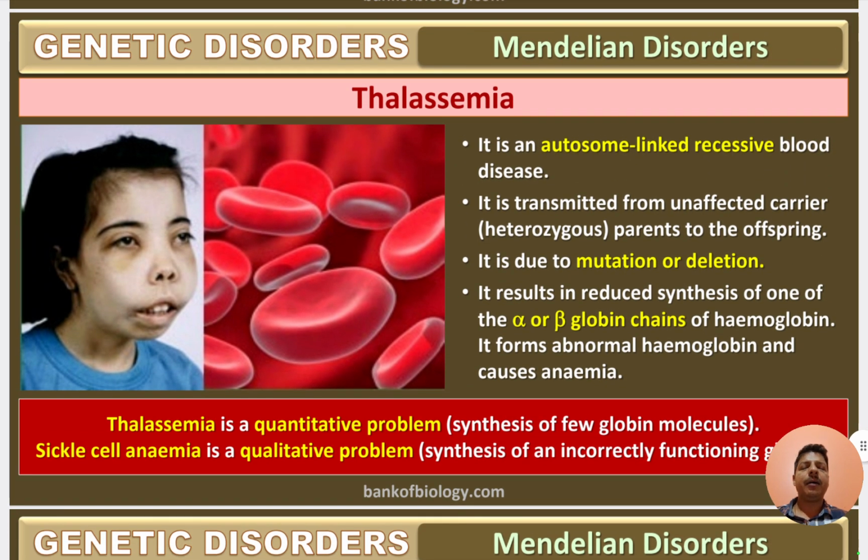Coming to thalassemia, it is an autosomal linked recessive blood disease. It is transmitted from unaffected carrier parents to the offspring. It is due to mutation or deletion. It results in reduced synthesis of one of the alpha or beta globin chains of hemoglobin. It forms abnormal hemoglobin and causes anemia.